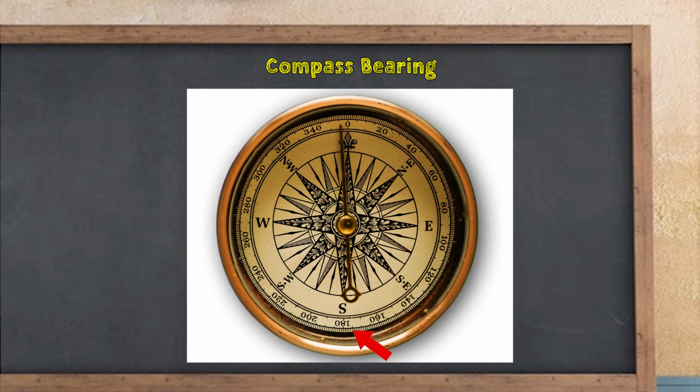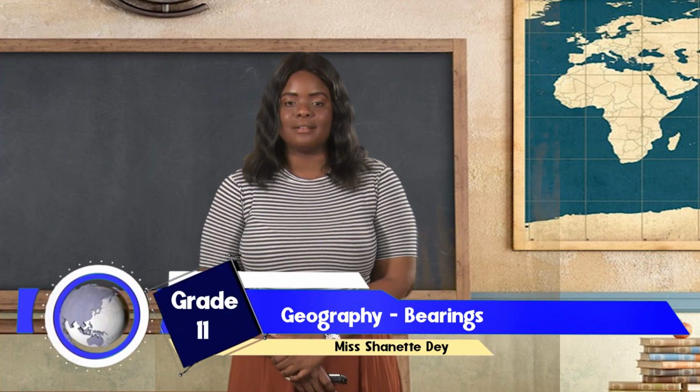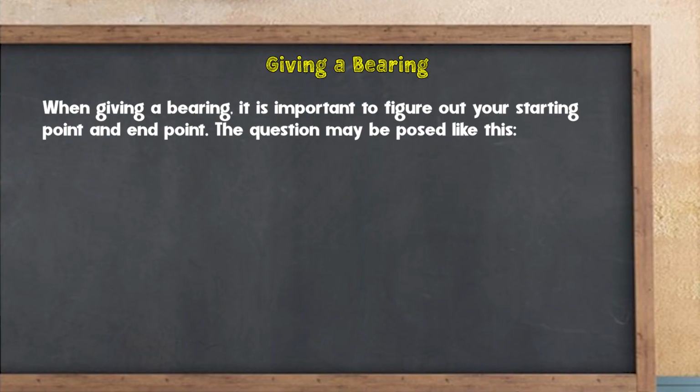180 degrees represents south and 270 degrees represents west. The direction of one place from another can be given by measuring the exact angle from north, giving a bearing. When giving a bearing, it is important to figure out your starting point and end point.